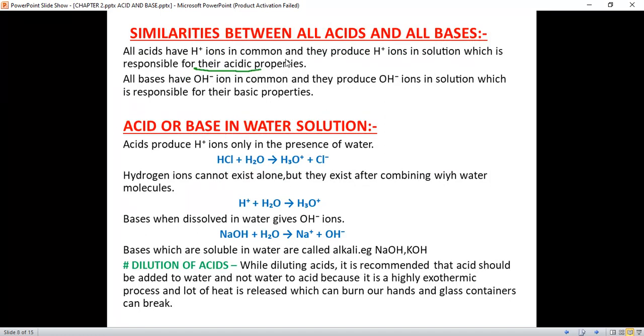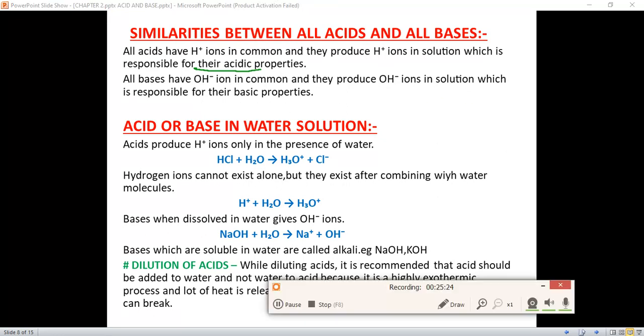All acids have H plus ion in common, and they produce H plus ions in solution, which is responsible for their acidic properties. Because of this H plus ion, all the acids are acidic in nature, and all the bases have OH minus ions, because of which they are basic in nature. All the bases produce OH minus ion in solution, which is responsible for their basic properties.